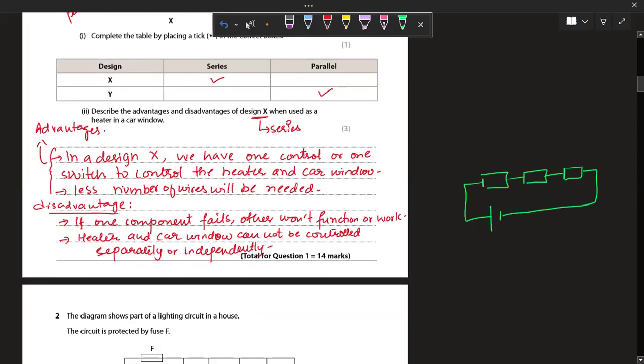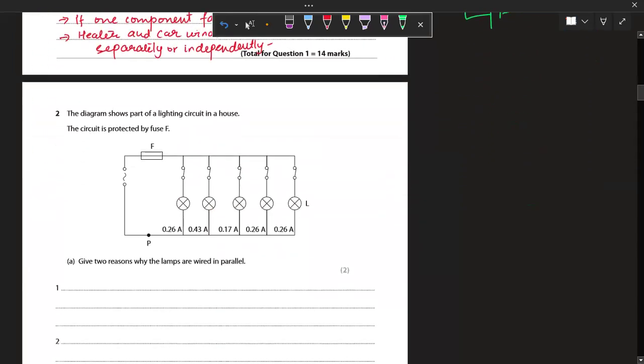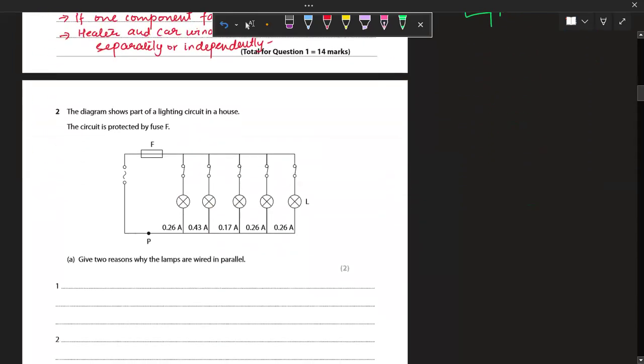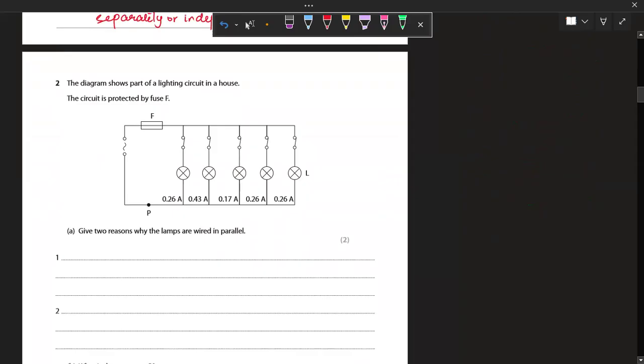I hope this concept is clear, right? Now, another question. The diagram shows part of a lighting circuit in a house. The circuit is protected by a fuse, and you can see here the fuse is connected. Give two reasons why the lamps are wired in parallel.